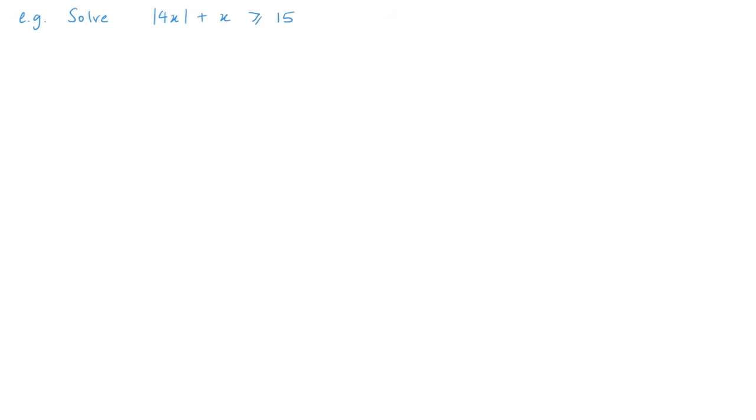So here we have our next example: modulus of 4x, plus x, is greater than or equal to 15. Now, as it stands, sketching this and this separately is not as easy as if I rearrange it. So if I rearrange it and get this, it is far easier to sketch. So now I'm sketching the modulus of 4x and I'm sketching 15 minus x. Both of these graphs are now nice and easy to sketch.